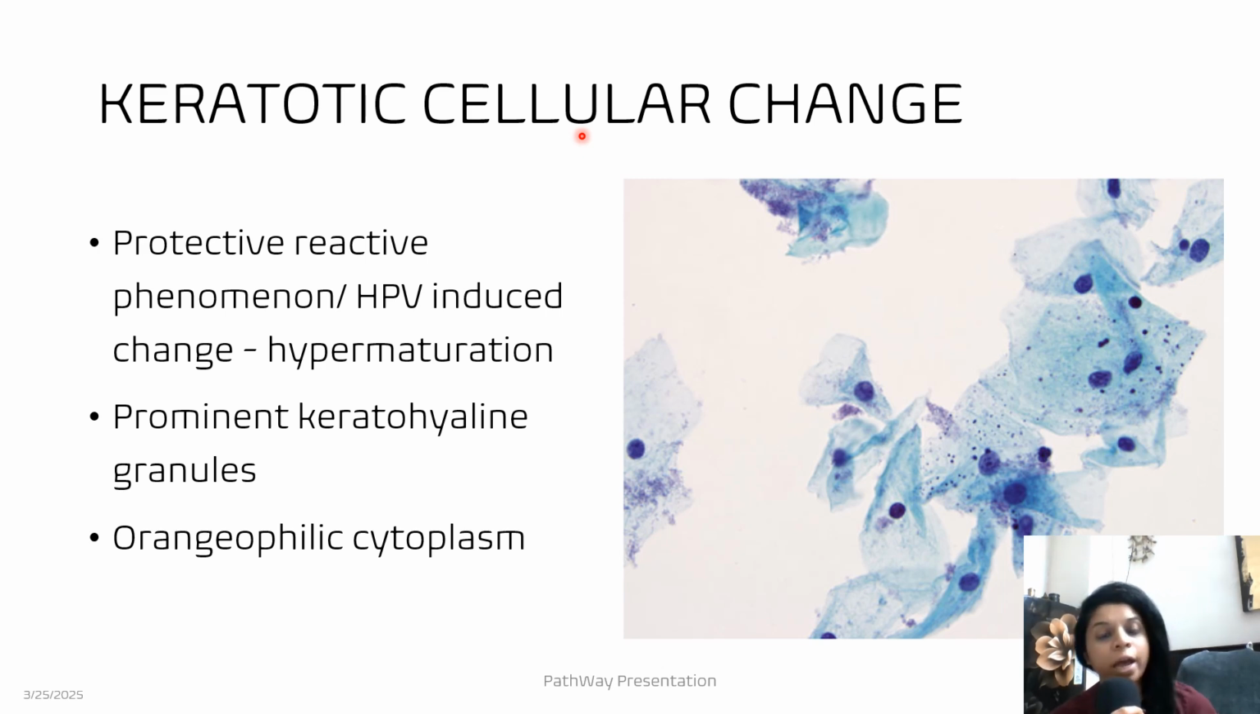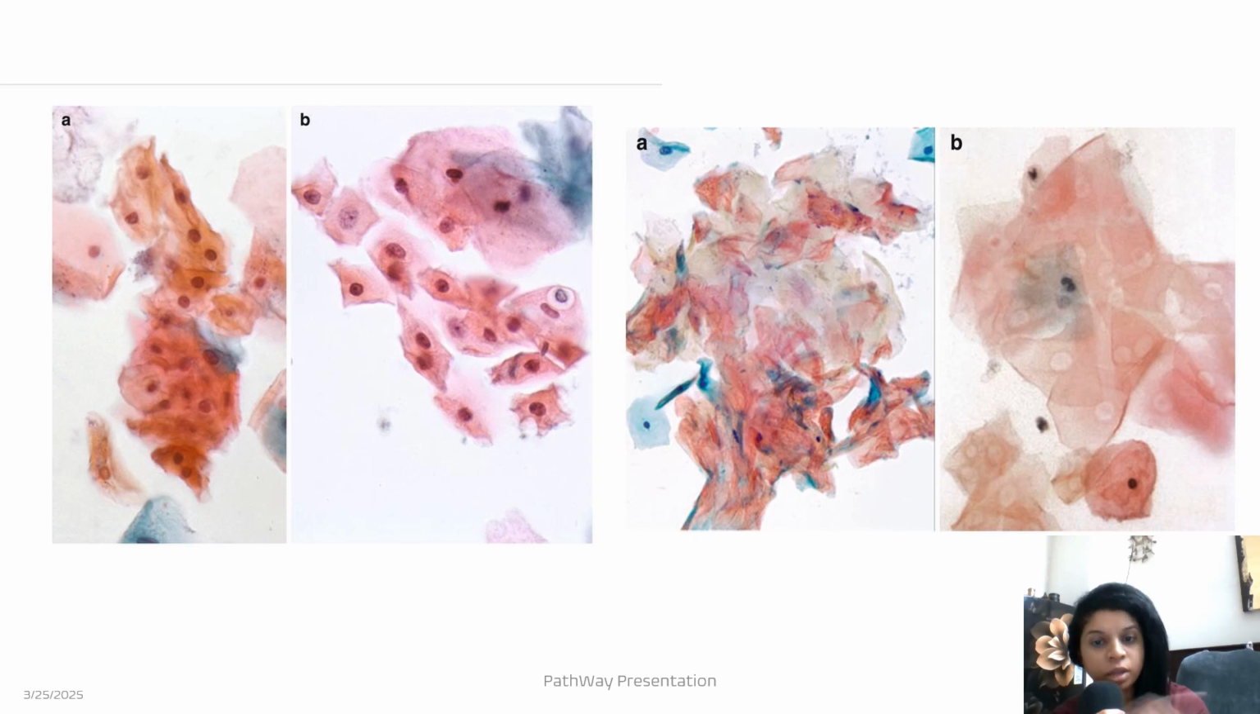So there is hypermaturation, that is more keratin production or parakeratosis, etc. There are prominent keratohyalin granules that you can see, and there will be orangeophilic cytoplasm, because there is more keratin component. As you can see here, there are so many orangeophilic cytoplasmic superficial cells. So this is hyperkeratosis. Sometimes you can see ghost nuclei, because there is no nucleus, only a ghost of the nucleus. These are hyperkeratotic cells, and the nuclei are not there because the cell is matured.